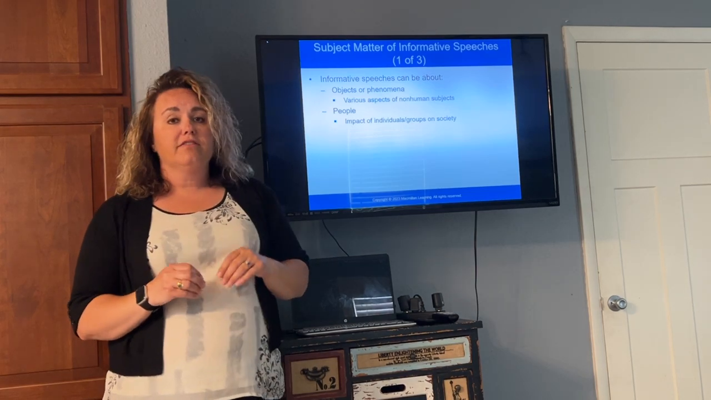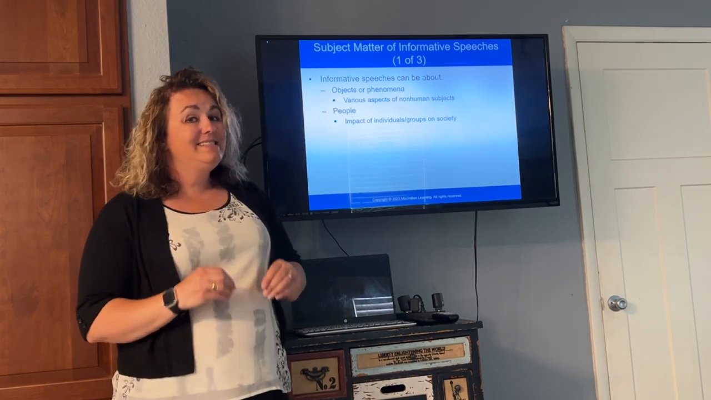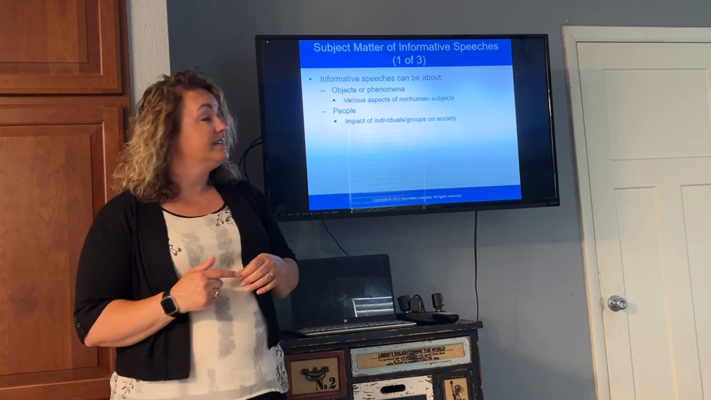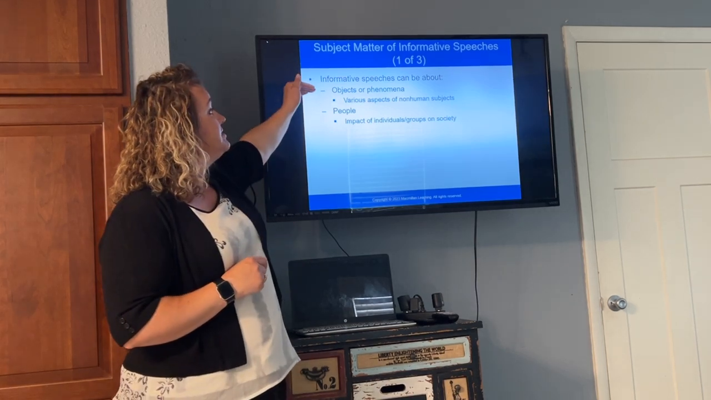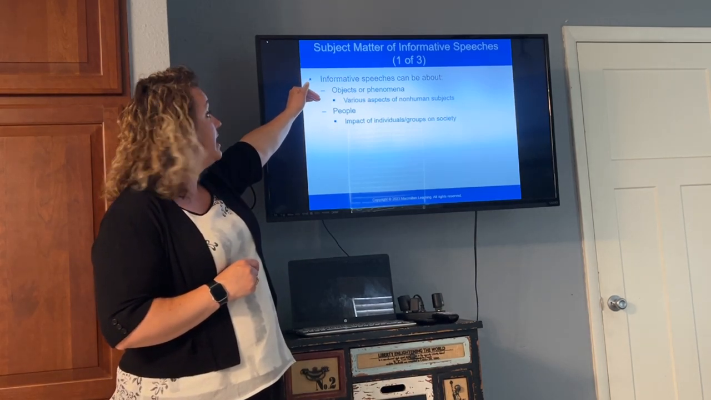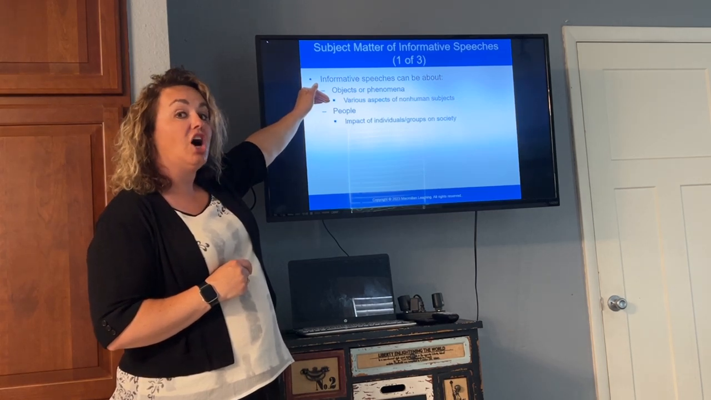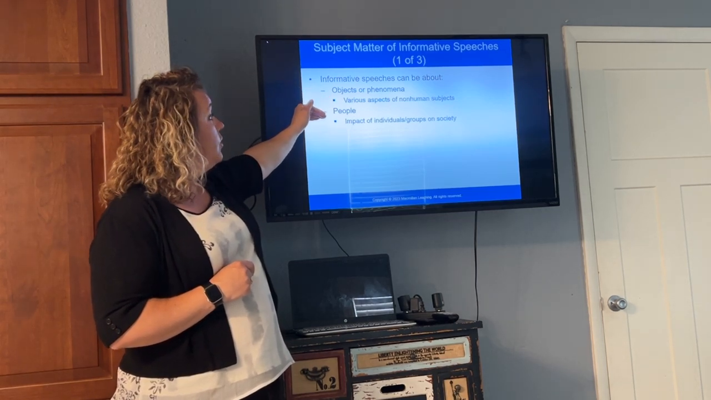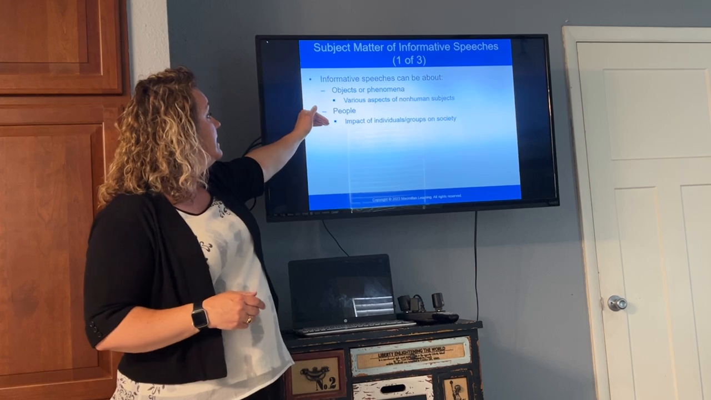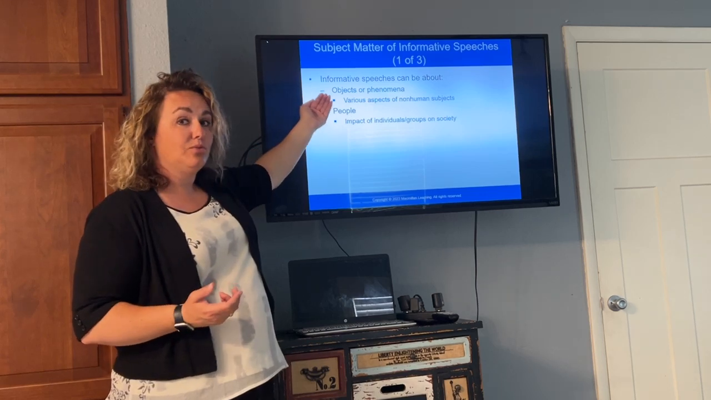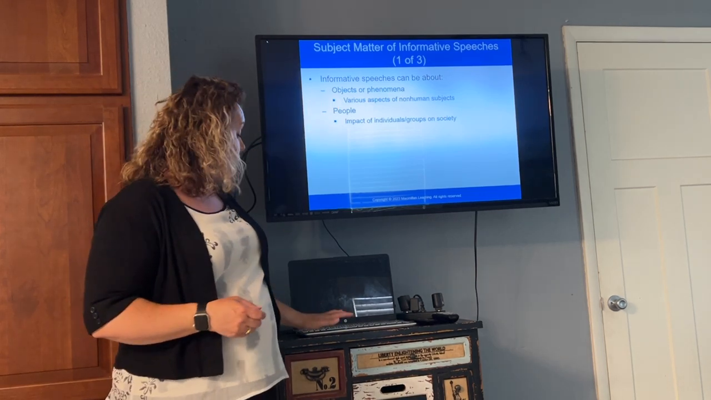The subject matter for informative speeches is different from entertaining or persuasive speeches. Informative speeches could be about an object or a phenomena, using various aspects of non-human subjects, or they could be about people. Impact of individuals and groups on society might be one example.